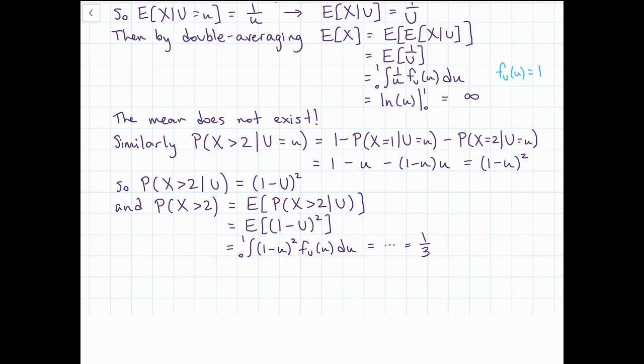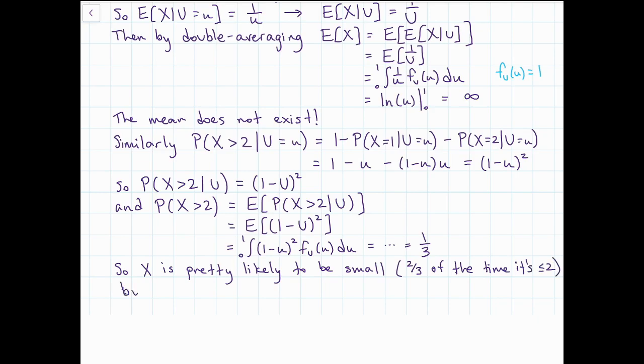So this is kind of weird. We've ended up with a random variable x, which is pretty likely to be reasonably small, right? 2/3 of the time it's going to be less than or equal to 2. But its mean is actually infinity. The mean still diverges because there's just a chance that the probability of success is arbitrarily close to 0, and so a chance that x takes an arbitrarily long time to observe one single heads.